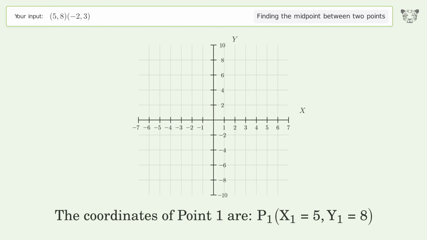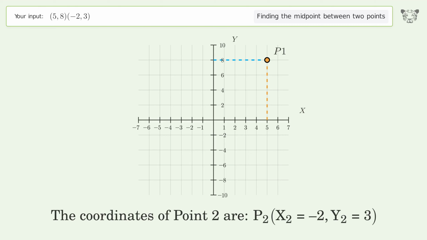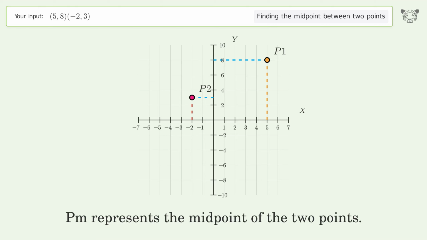The coordinates of point 1 are x1 equals 5, y1 equals 8. The coordinates of point 2 are x2 equals -2, y2 equals 3. PM represents the midpoint of the 2 points.